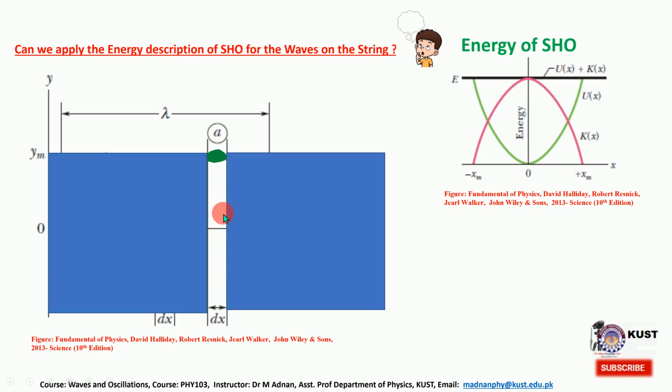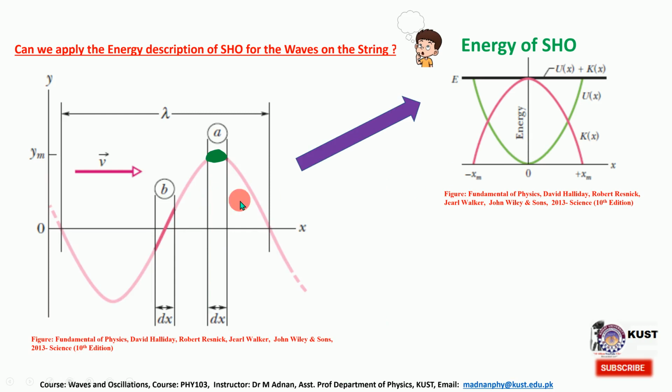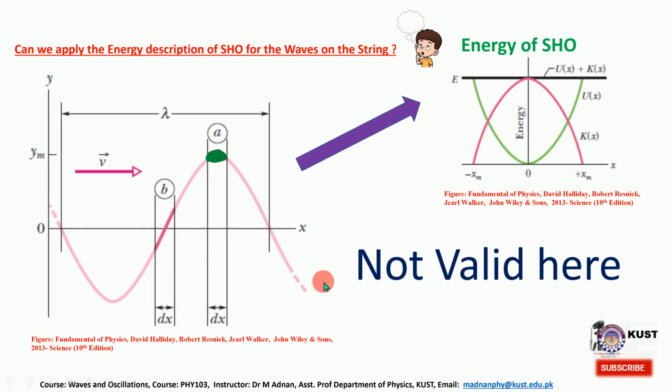So the question is, can we just use the same energy description as for the harmonic oscillator? That is, is the description valid for this whole wave? The answer is no. This is not a valid description for the energy of a wave, because this is not a single element. This is just a small portion of the wave, and this is a continuous object which is connected to the rest of the wave. So individually, the small elements are performing harmonic oscillations, but the energy is not varying the way it was varying in the simple harmonic case. The motion of this element influences the motion of the other elements on the string. That's why the energy description is not the same as that for the harmonic oscillator.